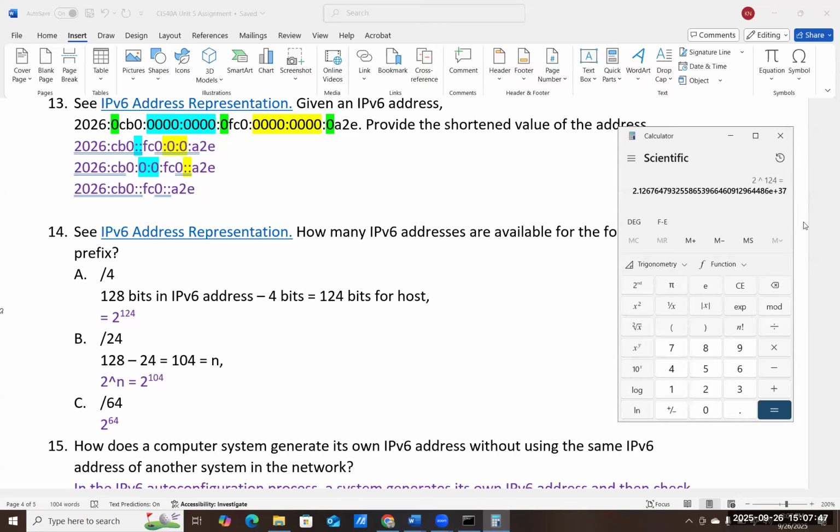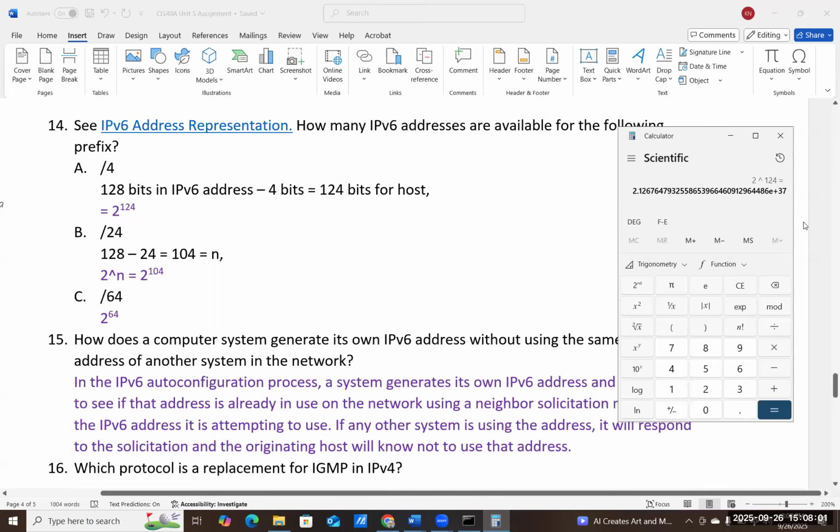So that means that there is an inverse relationship between the prefix and the number of hosts. If this number is lower, I would have a higher exponent. Understand? That means that if I have a higher exponent, I would have more hosts.